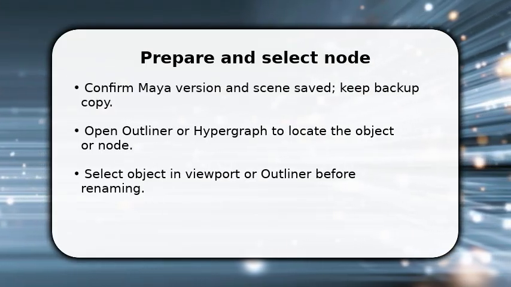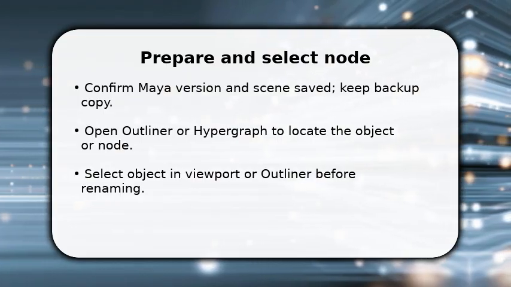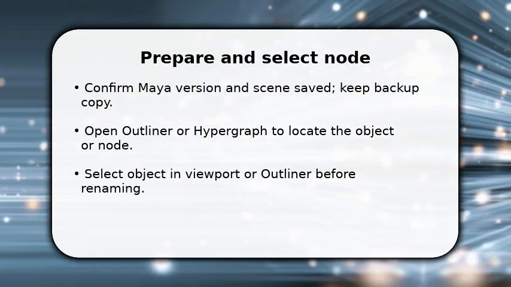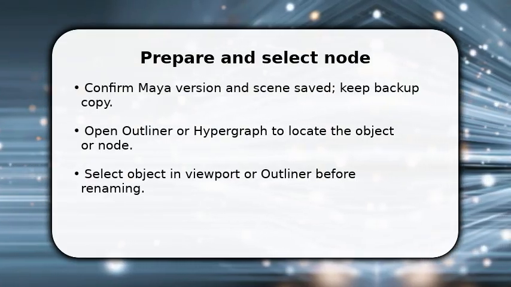You need a saved scene and the object selected, so start there. Once you have the object highlighted in the outliner or viewport, open the attribute editor or channel box to see its name field. Make sure you aren't in component mode. Rename only works on objects. You're doing this early to avoid breaking existing connections.